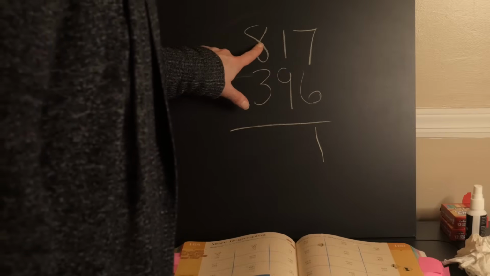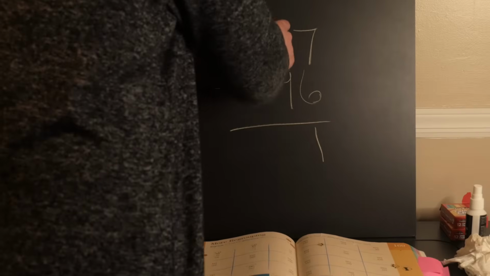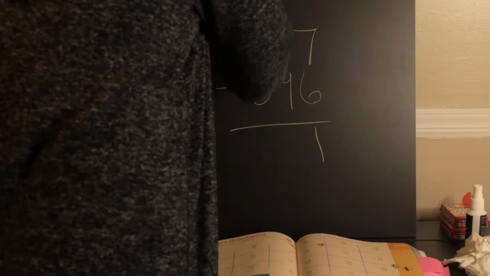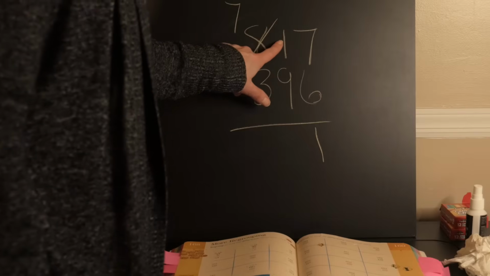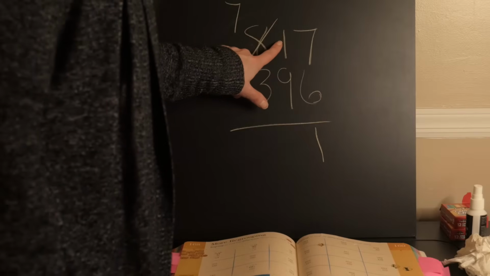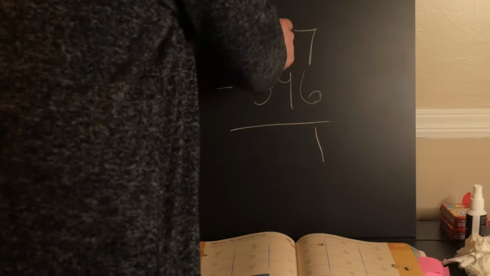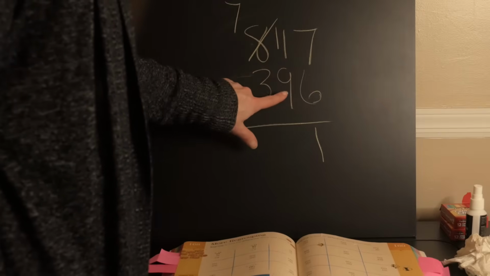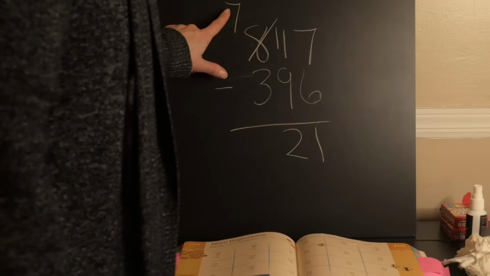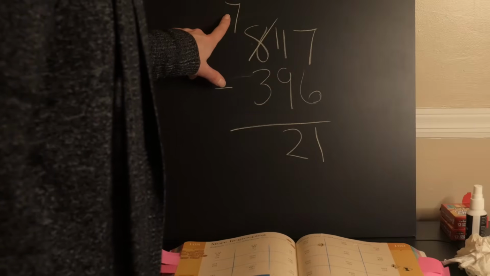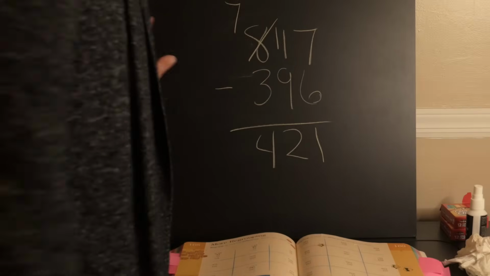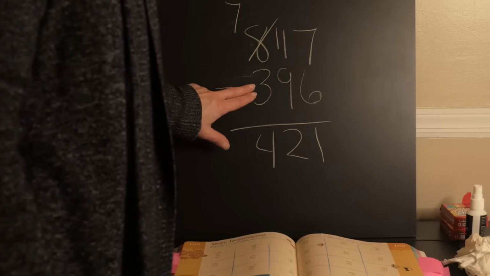So we need to borrow from the 800, right? And that's going to make the 8 become a 7. And we're giving to the tens column, so we're just going to make the 1 become an 11. 11 minus 9 is 2. And now we subtract the hundreds, and that is 7 minus 3 is 4. 4. And this makes sense as well, right?